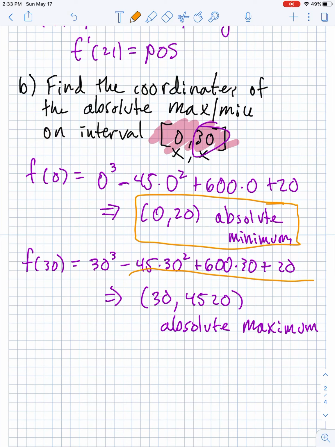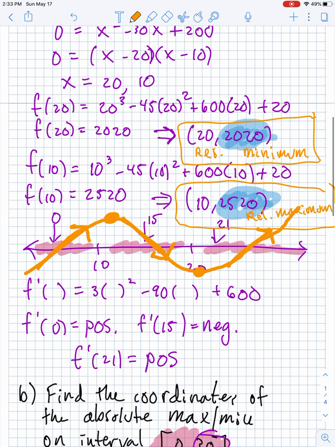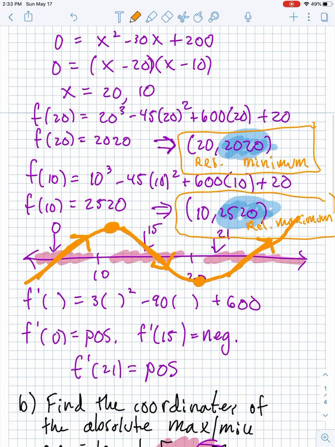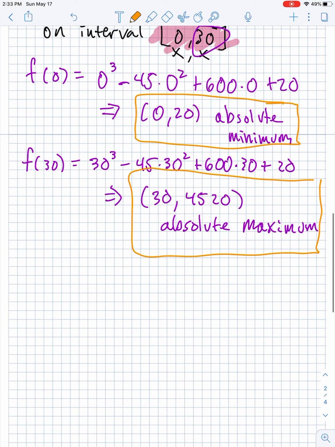Now, there will be times where you plug in the interval endpoints and those numbers aren't bigger or smaller than the stationary points. So then the stationary points would become the absolute maximum or absolute minimum, which I think does come up in your homework examples.